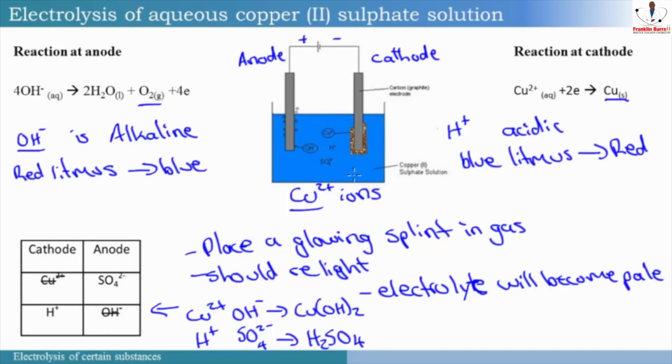So we just looked at aqueous copper 2 sulfate using inert electrodes. Let's look at the electrolysis of aqueous copper 2 sulfate again. This time, we are not going to use an inert electrode. We are going to use our active electrode. Please note the difference between aqueous copper 2 sulfate using inert electrodes and using active electrodes.